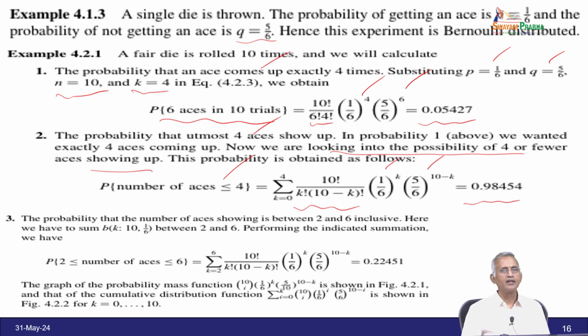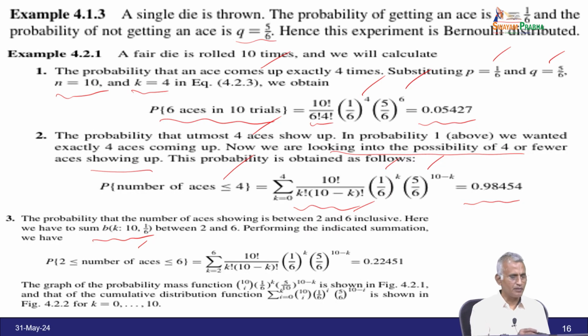Next, the probability that the number of aces showing is between 2 and 6 inclusive. Between 2 and 6 means the probability of 2 less than or equal to x less than or equal to 6. The notation for the binomial Bernoulli trial is B of k, 10 comma 1 by 6. Here n equal to 10, the chance is 1 by 6, and k is between 2 and 6.